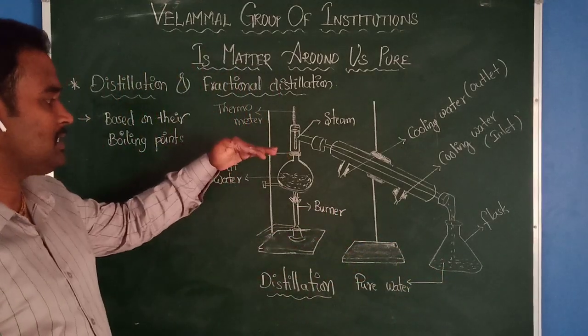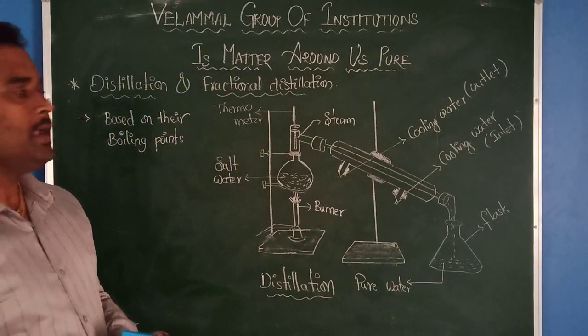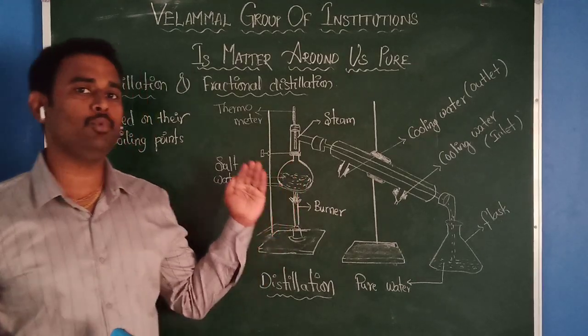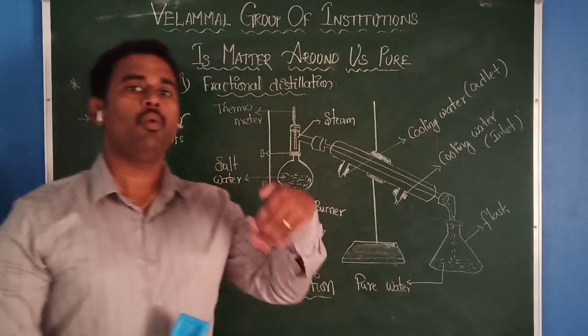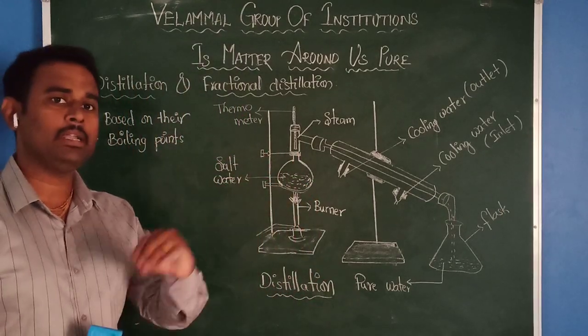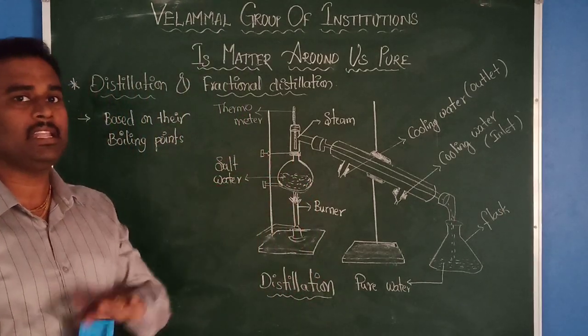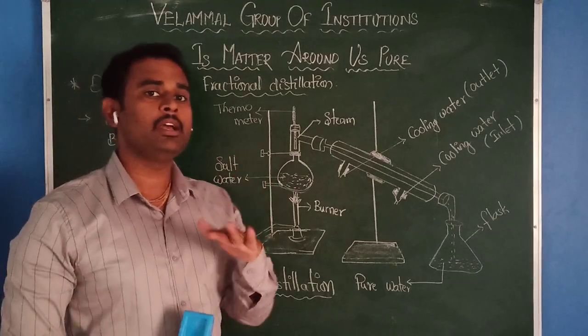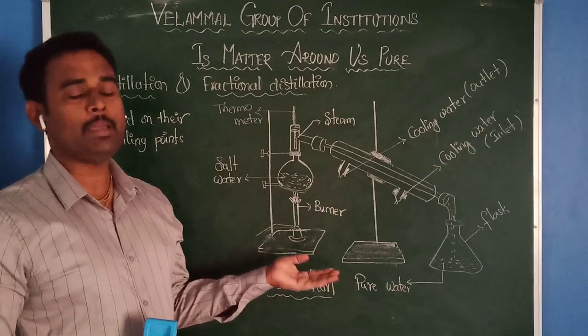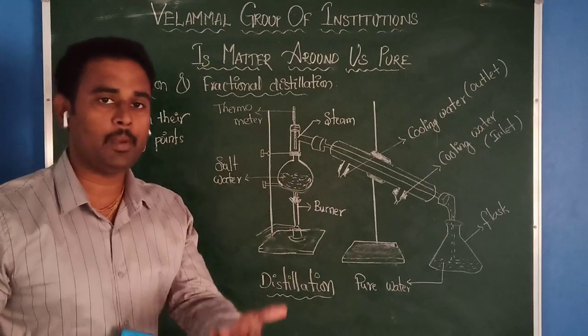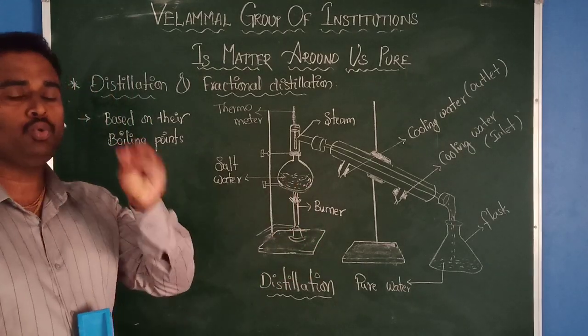Let us discuss first of all how to separate this. By using the distillation process I am going to separate water from the salt. Water has a boiling point of 100 degrees Celsius. Then think about the boiling point of the salt, very high. Then we can use this technique to separate salt and water. How to do this process?